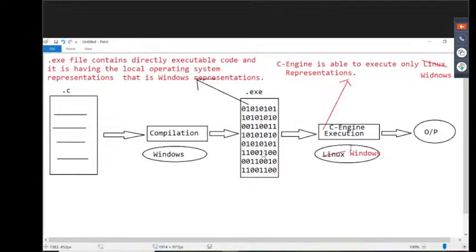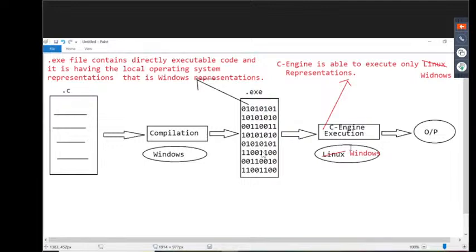Windows operating system. We are getting a .exe file with Windows representations. Execution is going on which operating system? Windows operating system. So a C engine is required with which representations? Windows representations. Now, is the match identified or not? Is the code matched or not? Now the program will be executed. In this case, the program is going to be executed. Is that clear? All right, sir.